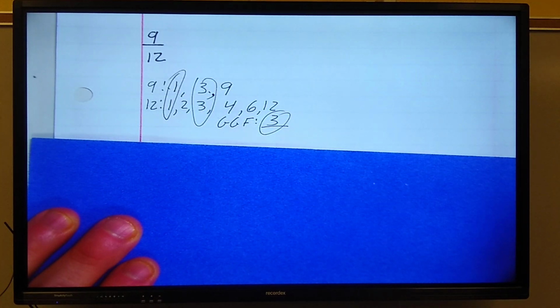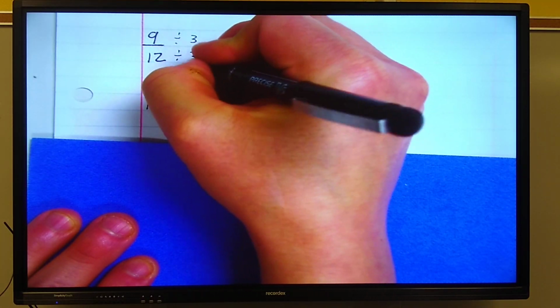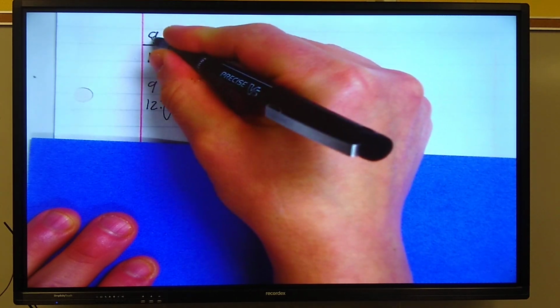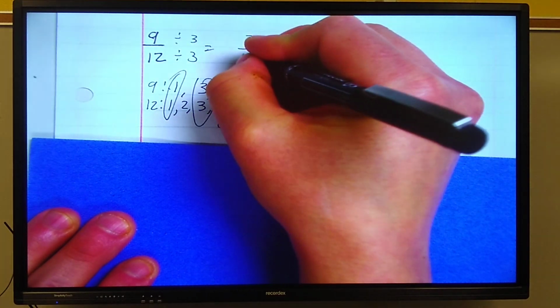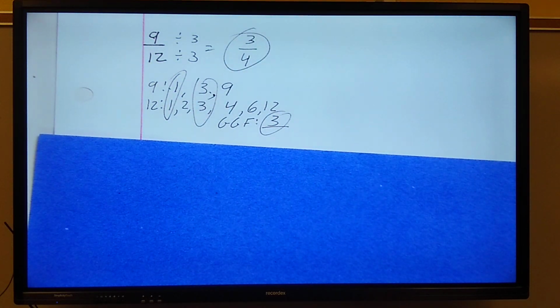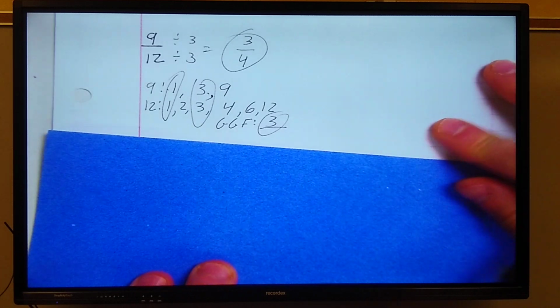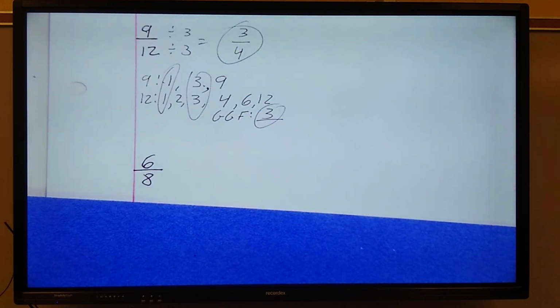I take this number and I divide my numerator and my denominator. 9 divided by 3 is 3. 12 divided by 3 is 4. 3/4 is the answer. I'm going to leave that one there for an example, and I want you to simplify 6/8 on your paper. Do that now. Pause the video.